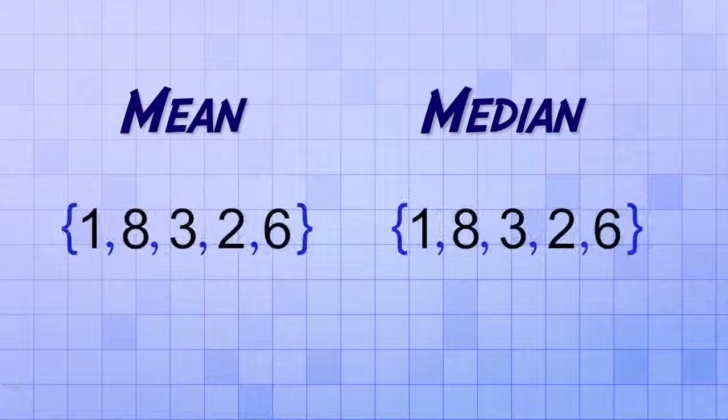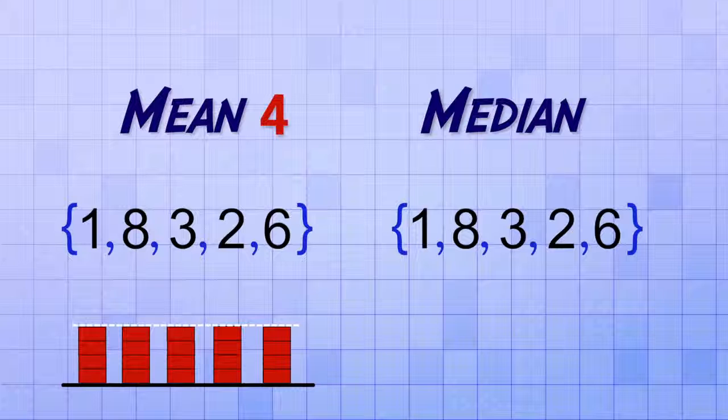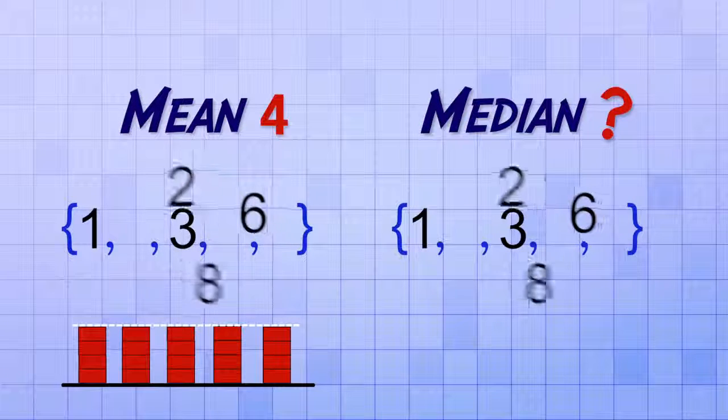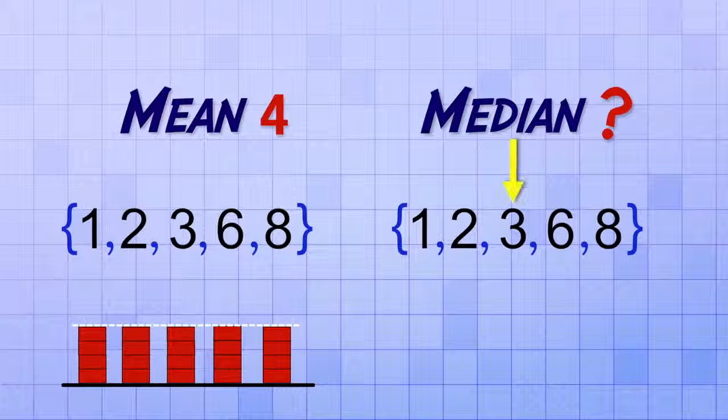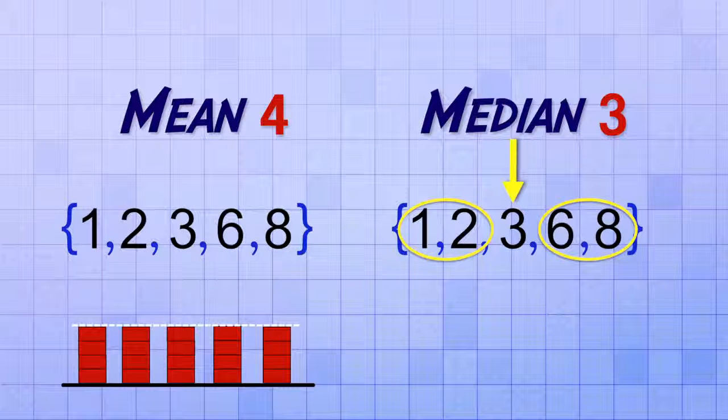But what about the first data set that we found the mean of? We determined that the mean of this data set is 4. But what about the median? Well, the median is the middle, and since this data set is already in order from least to greatest, it's easy to see that the 3 is located in the middle, since it splits the other members into 2 equal groups. So for this data set, the mean is 4, but the median is 3.